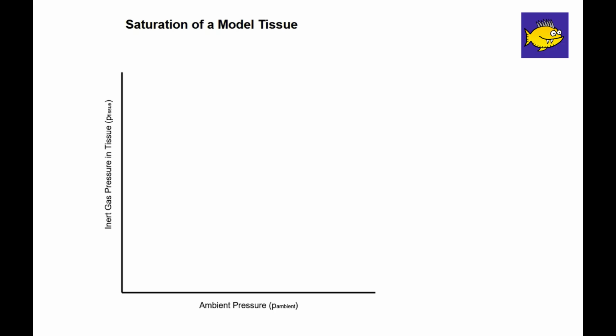The graph starts at 0 bar. However, since we are not diving there, we need a reference line. The blue line represents the surface. Without specific values, it can be at sea level or in the mountains. This field is now separated by a yellow line. At this line, the ambient pressure is equal to the inert gas pressure in the tissue.